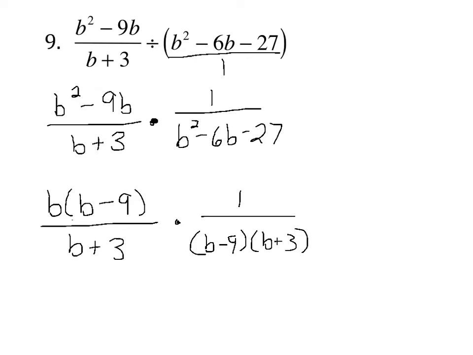So since there's a b minus 9 in the numerator and a b minus 9 in the denominator, we can cancel that. We see that we have two b plus 3's, but they're both in the denominator, so we can't cancel them. So our final answer will be b over b plus 3 times b plus 3.